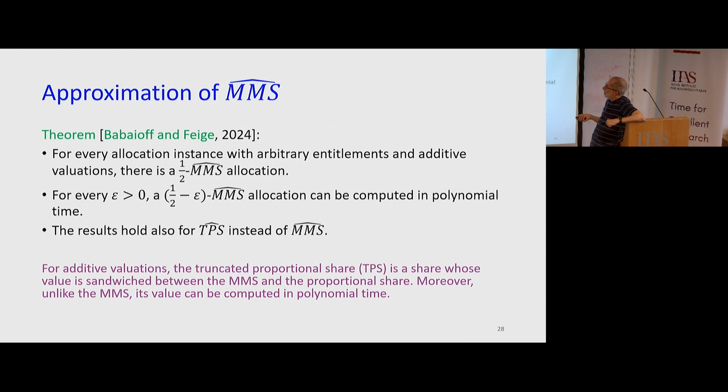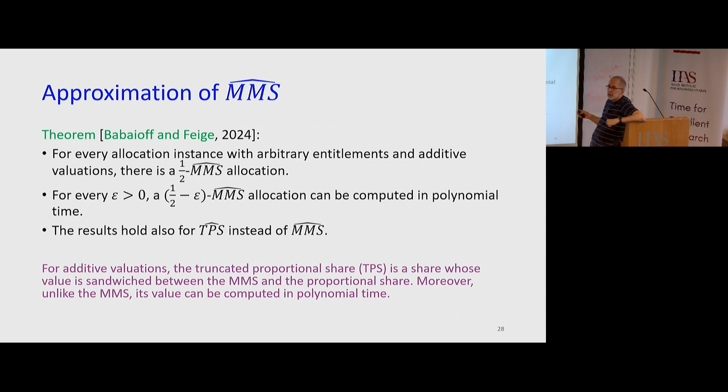This particular allocation we know exists. We don't know a polynomial time algorithm for finding it, but we do know a polynomial time algorithm that for every epsilon you can find a half minus epsilon approximation to MMS hat. And in fact, the results hold not just with respect to MMS hat, but with respect to a stronger share called the truncated proportional share, and you can take the hat of this.